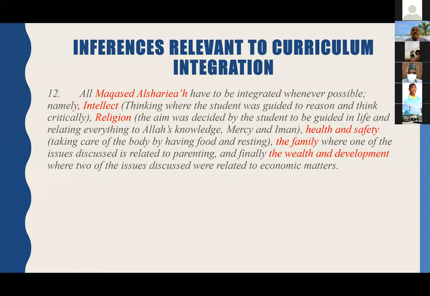All five maqasid al-sharia are involved in this story. Intellect: there was challenging and thinking to develop knowledge. Religion: discussion of how to be guided in life and to be related to Allah subhanahu wa ta'ala and the iman. Health and safety: we talked about how to be healthy by preparing the food and everything. Family: we discussed issues like parenting and orphans. And finally wealth, because we were talking about economic problems on the ship, wealth development, and protecting the poor people.